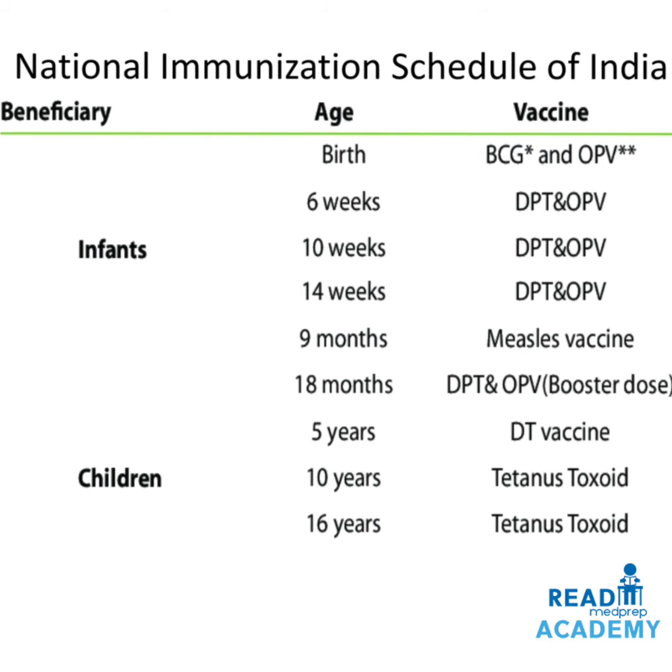In children at the age of 5 years, DT vaccine is given. At 10 years, tetanus toxoid, and at 16 years, tetanus toxoid. We must know what is BCG: Bacillus Calmette-Guerin vaccine. OPV is oral polio vaccine. DPT is diphtheria, pertussis and tetanus vaccine.